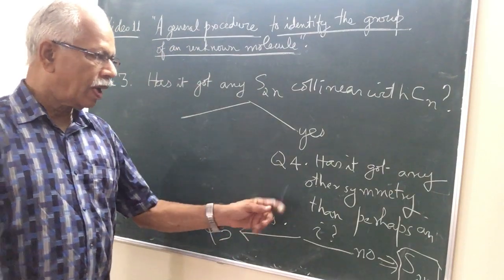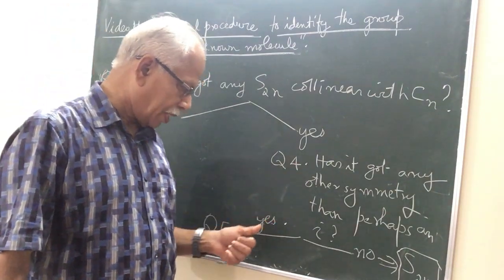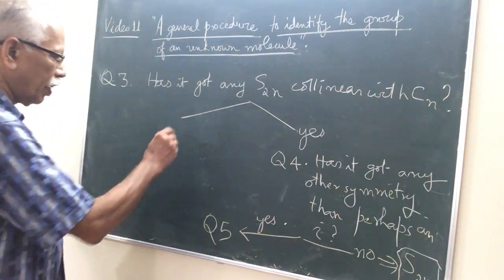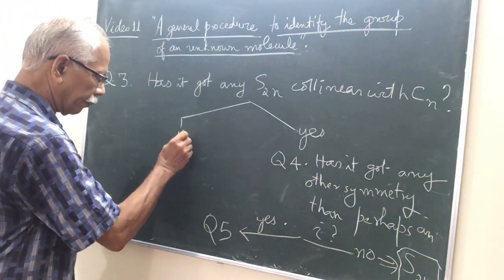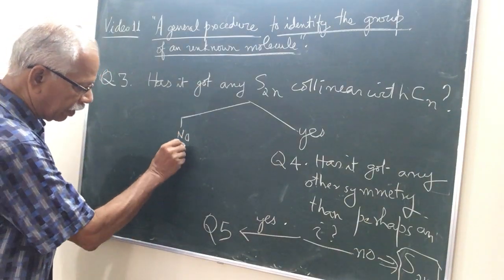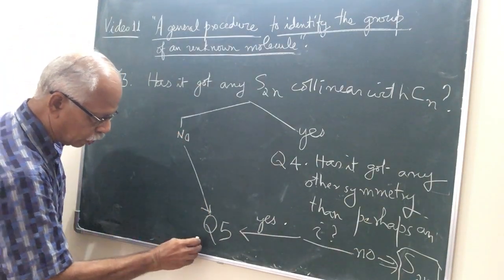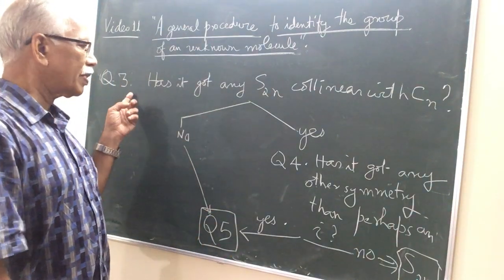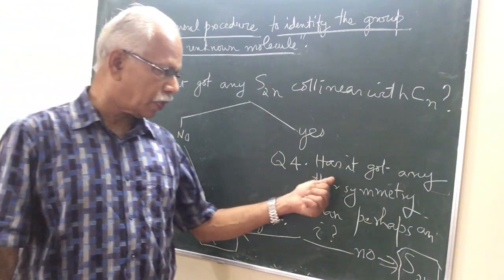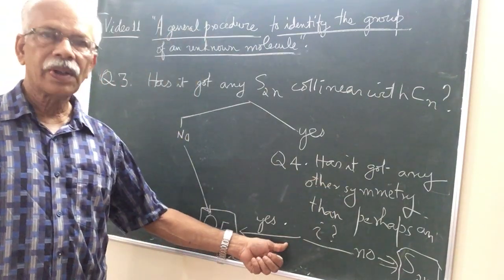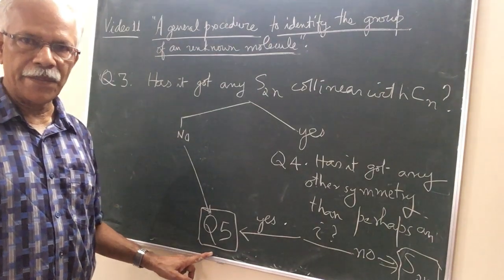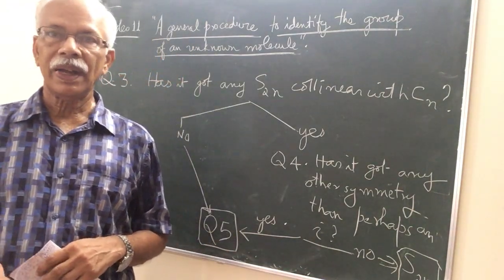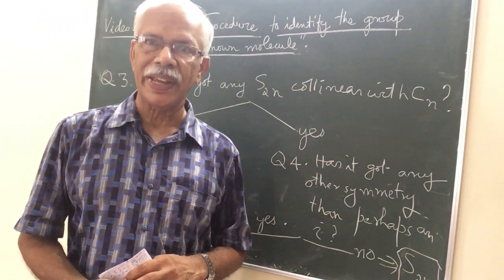If the answer for question 4 is yes, and the answer for question 3 is no, then also you have to go to question 5. What is that question? Has the molecule got nC2 perpendicular to Cn?